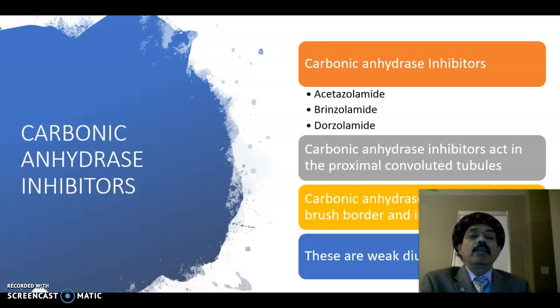Carbonic anhydrase inhibitors act in the proximal convoluted tubules of the nephron. We know that we have around 1 million or more nephrons in our kidney. This medication works in the proximal convoluted tubule of the nephron. Carbonic anhydrase is an enzyme located in the brush border, that is the luminal surface of the proximal convoluted tubular epithelial cell. These are the cuboidal epithelial cells, and the enzyme is also inside the cytoplasm of the cell. They are weak diuretics. They are not very strong diuretics.